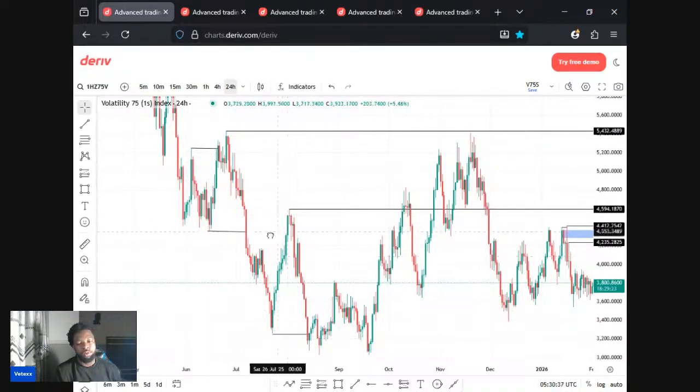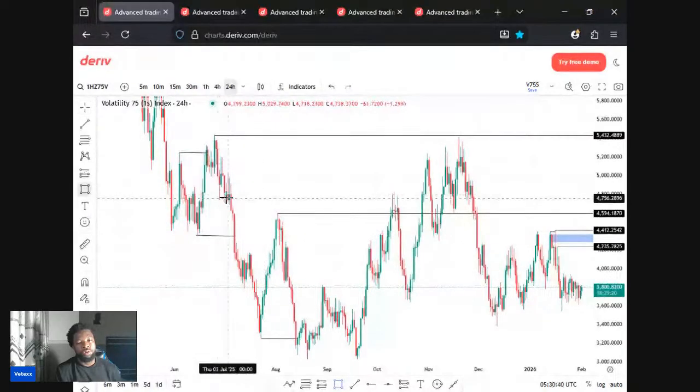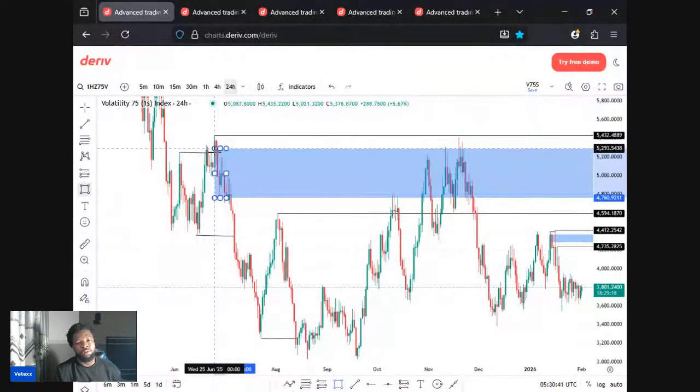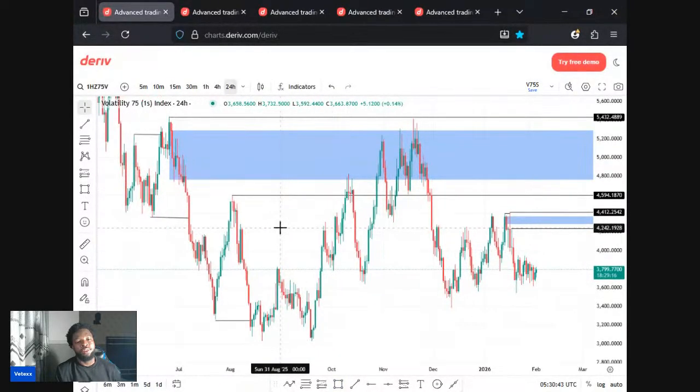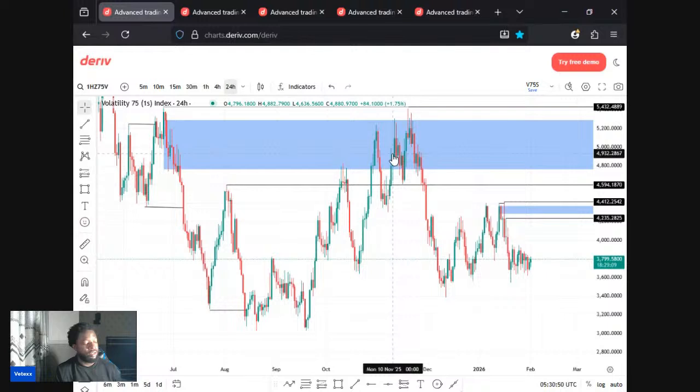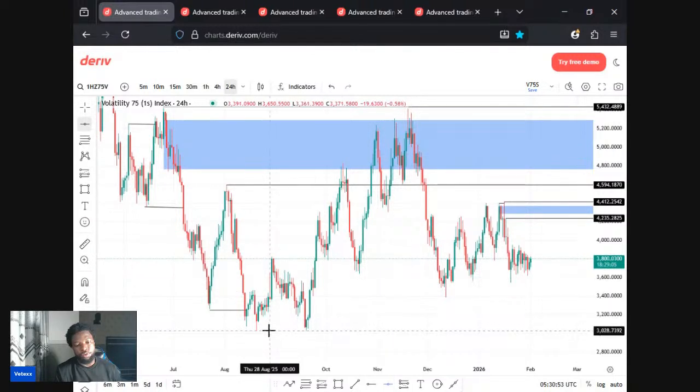Okay, so this zone becomes your what? Point of interest. This becomes a point of interest. You can see once price takes out this liquidity, which is used for continuation, it will move to the opposite direction. So this is the starting point, and this right here below is the finish point.